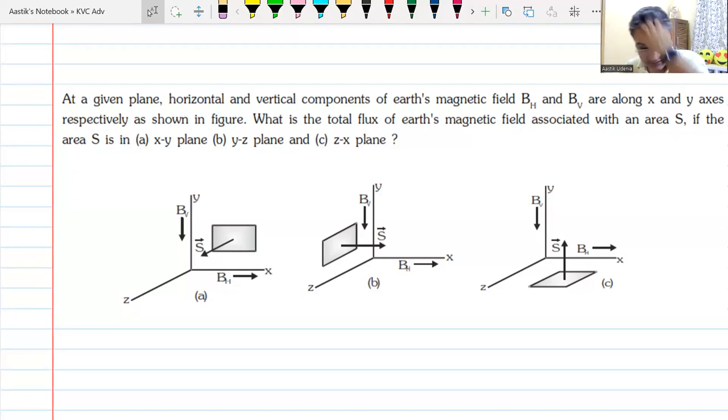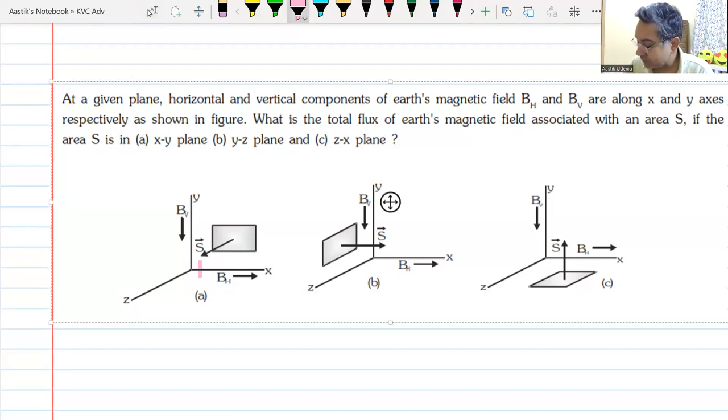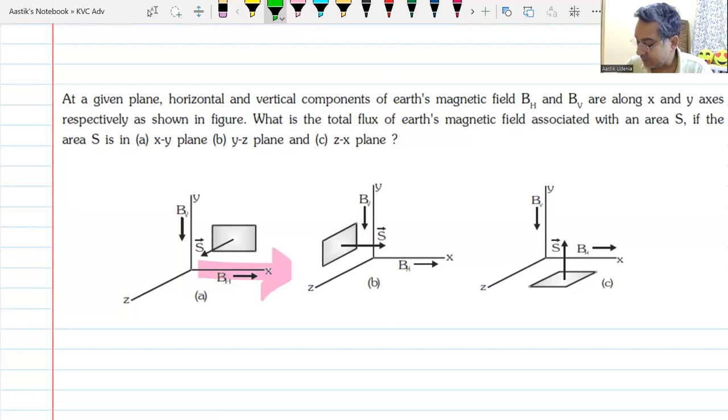As you can see, the magnetic field is along the x-axis and one component is along the minus y-axis. But this area vector is actually along the z-axis. If you take the dot product, whatever you do, you will get the answer as zero. So the answer is zero in this case. Second case.